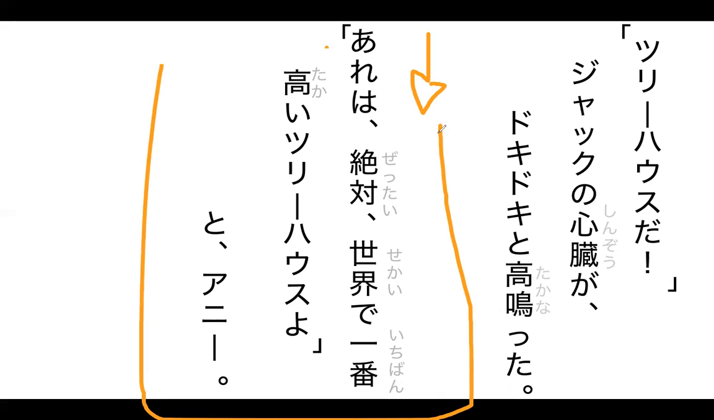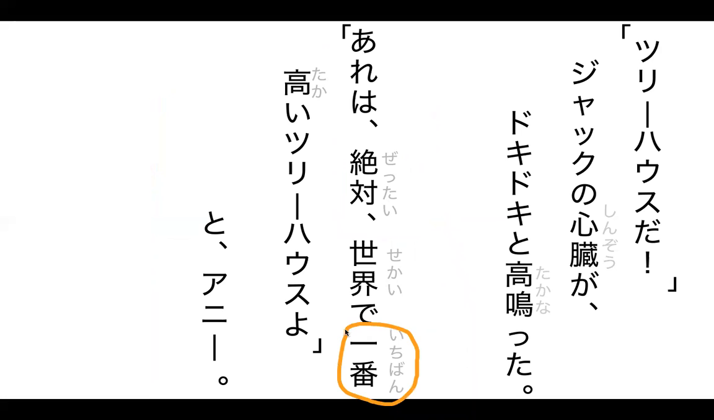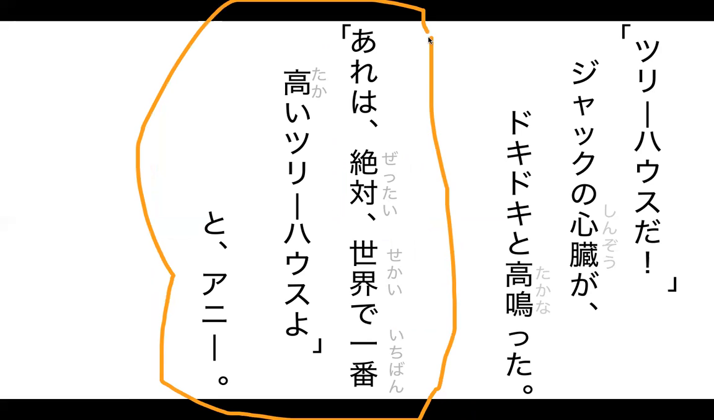How about the next little phrase? Are wa zettai sekai de ichiban takai tree house yo to Annie. So do you know what zettai means? Definitely. How about sekai? The world. And how about ichiban? The first, like first place. Yes. So that is definitely the tallest treehouse in the world, said Annie. Perfect.